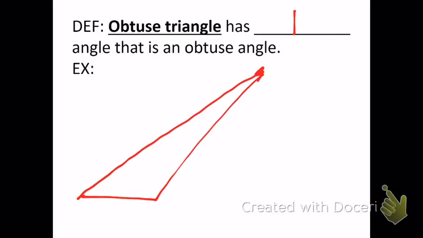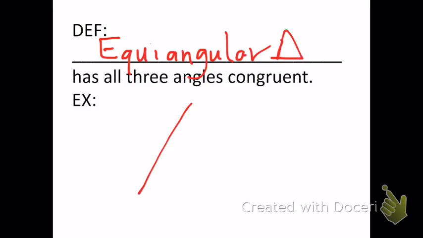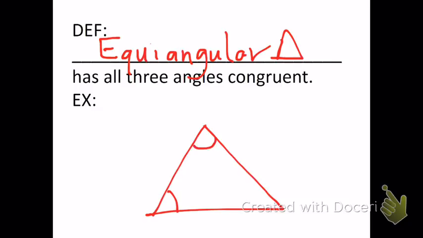Okay, we talked about an equilateral triangle, a triangle that has all three sides congruent. What would I call a triangle that has all three angles congruent? Yes? Equiangular? Right, it's equiangular. An equiangular triangle has all three angles congruent. Is an equiangular triangle equilateral? It is. All equilateral triangles are also equiangular. Okay?